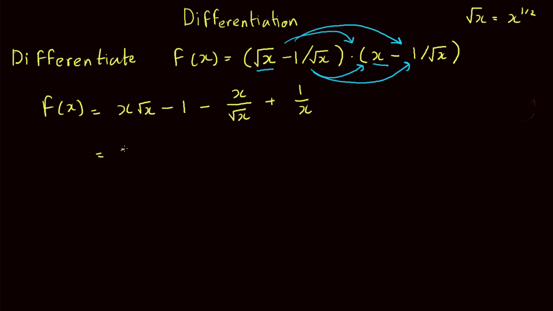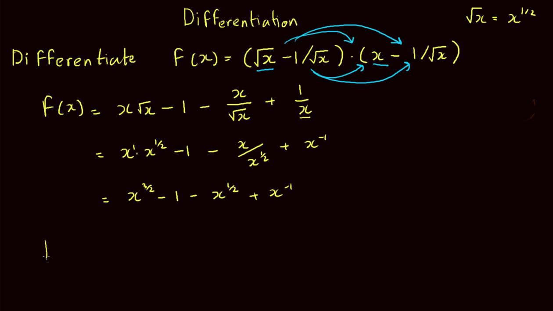We end up having x times x to the power of half, minus 1, minus x over x to the power of half, plus x to the power of negative 1. Remember that if it's on the bottom, when you bring it up to the top, it becomes a negative index. So of course we add the indices together, and we get x to the power of 3 over 2, minus 1, minus x to the power of half, plus x to the power of negative 1.